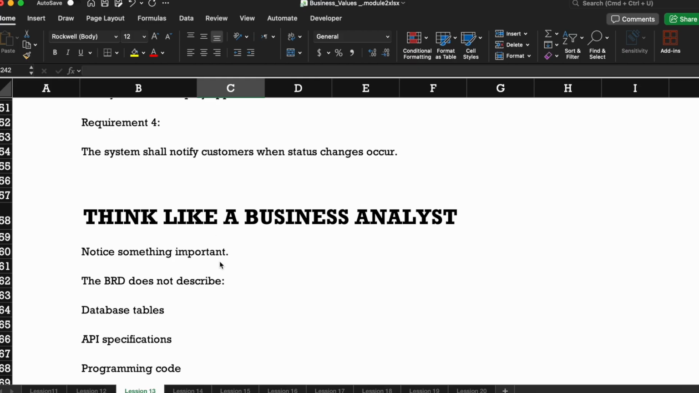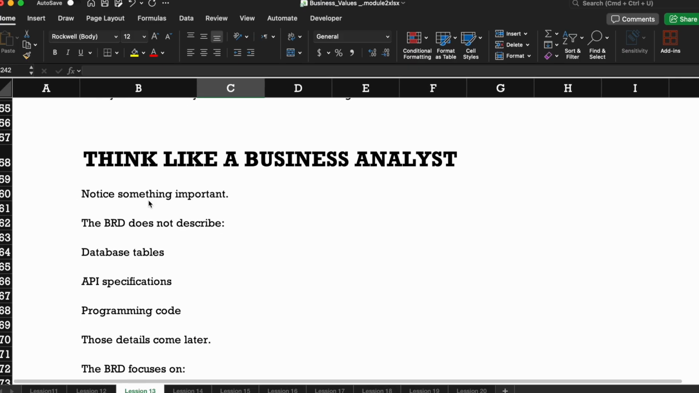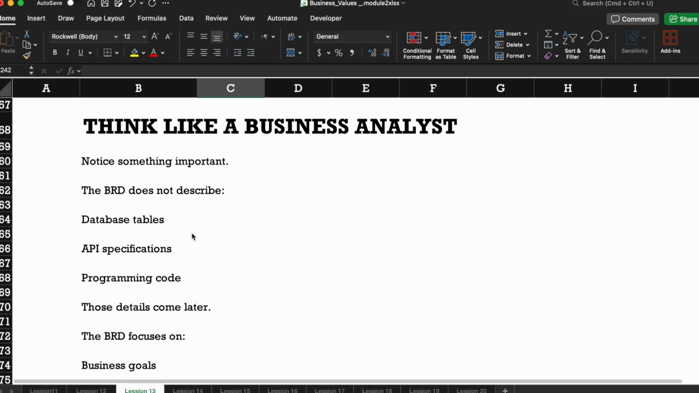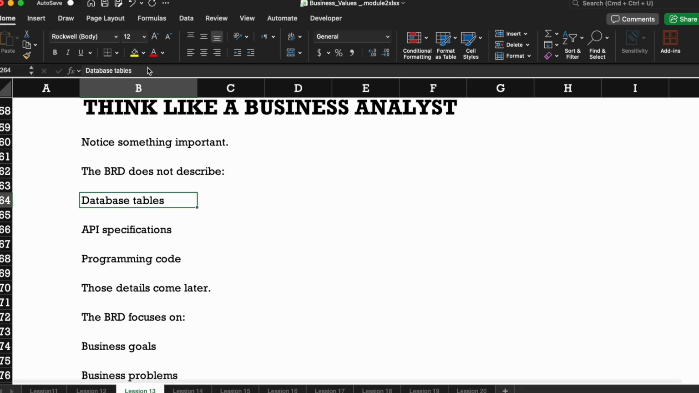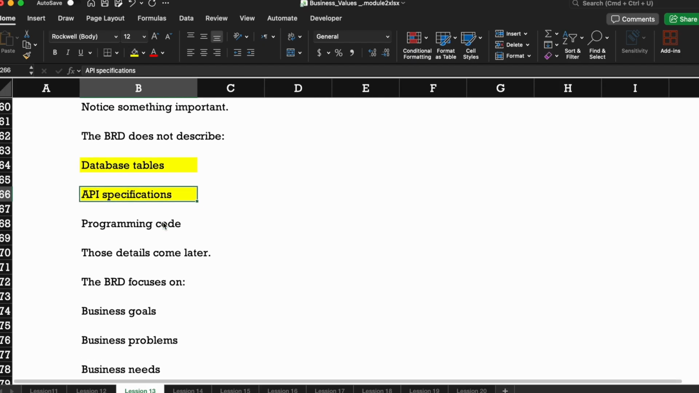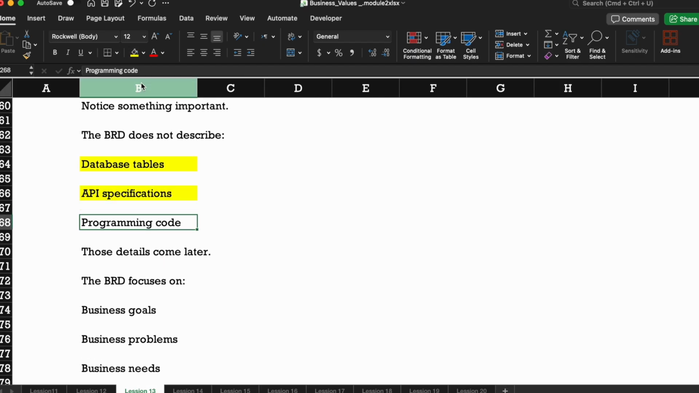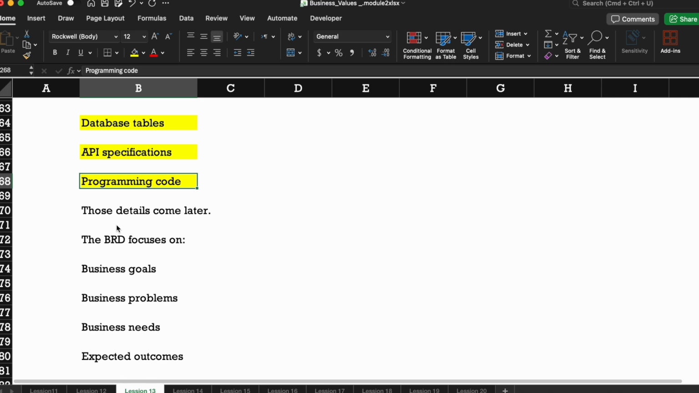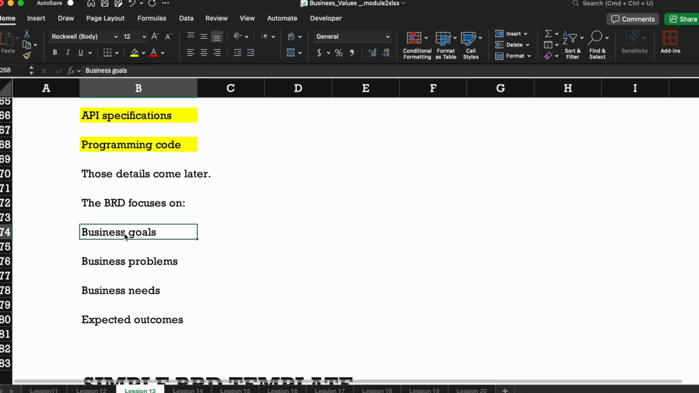In this exercise, think like a business analyst. Notice something important: a BRD does not describe database tables. Very important, we don't need technical detail here. API specifications and programming code, these details come later. The BRD focuses on business goals, business problem, business need, and expected outcome. So keep in mind these four are the key important things we should see in a BRD.